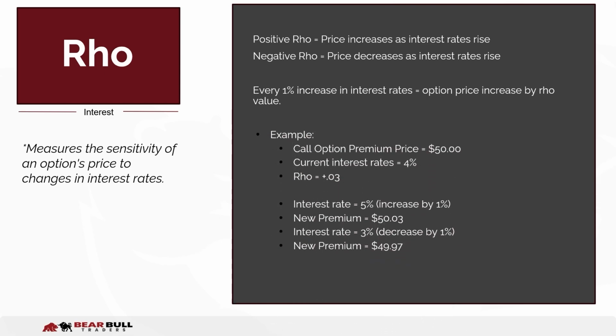Let's take a look at an example. Let's say the call option premium price is $50, and the current interest rate is 4%. In this scenario, Rho is positive 0.03. So if the interest rate rises from 4% to 5%, or in other words, an increase by 1%, the new premium will change from $50 to $50.03. However, in this scenario, if the interest rate falls from 4% to 3%, or in other words, a decrease by 1%, the new option contract premium will change from $50 to $49.97. And just like theta and vega, Rho only affects extrinsic value.